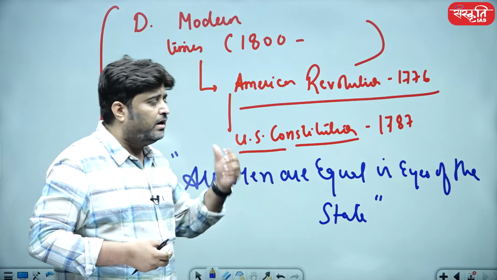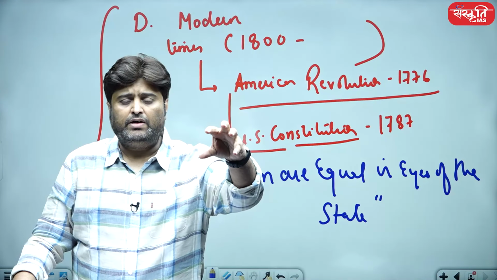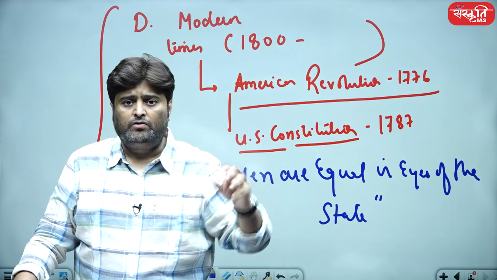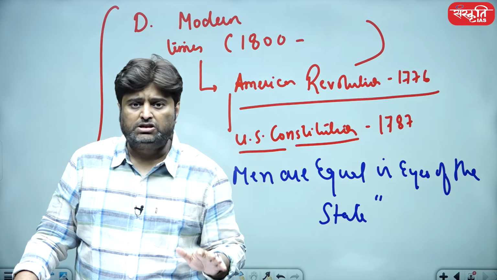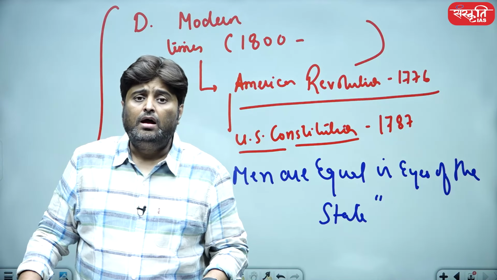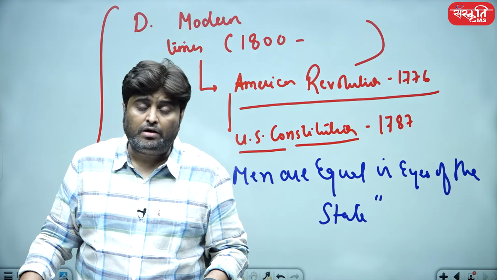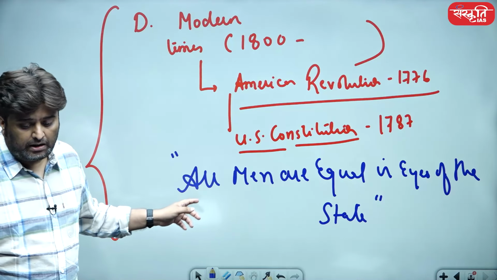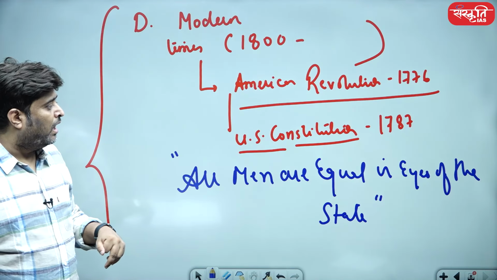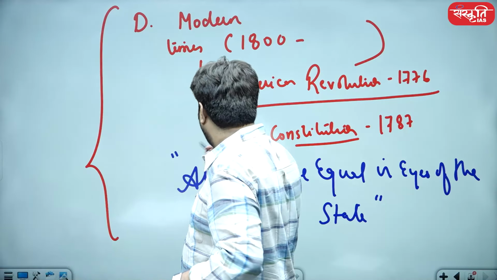And why did the American Revolution take place? It has its own history. The Britishers had 13 different colonies over there, and they were highly discriminatory in nature. So a revolution took place, and immediately after the revolution, the forefathers of the American Constitution decided that they would have a convention based upon which this line was created, that all men are equal in the eyes of the state. And there should be respect for individual rights.